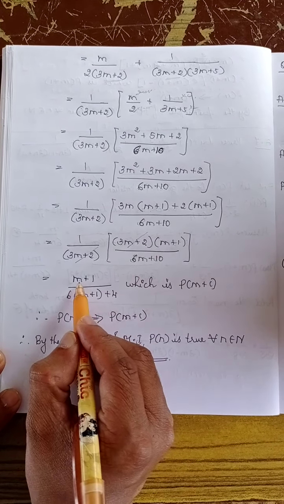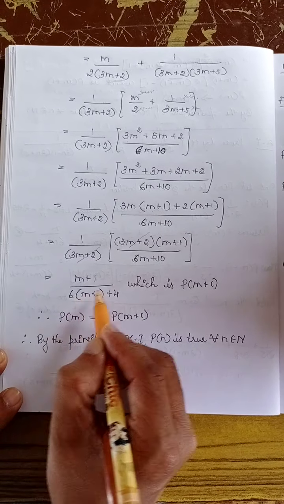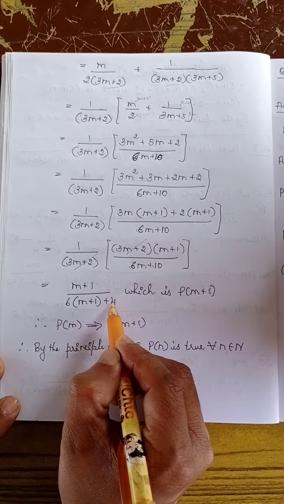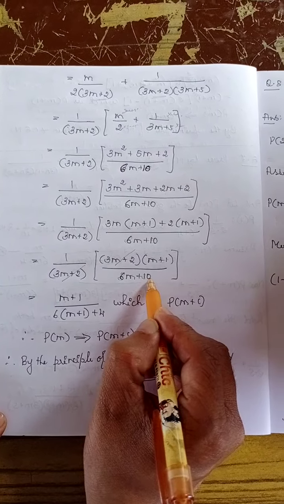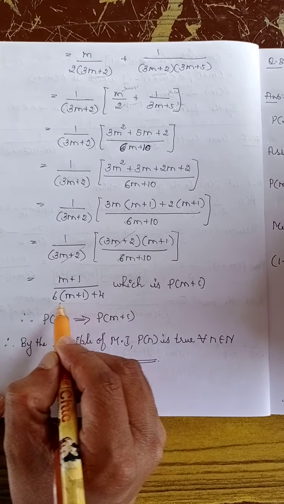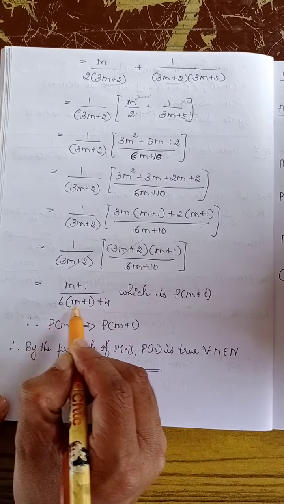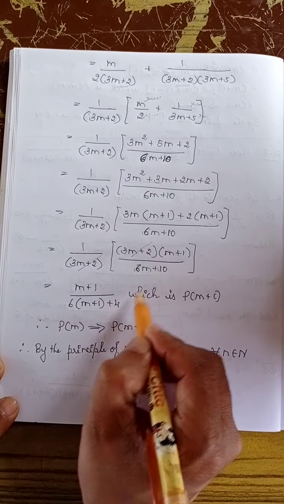That can be written as (m plus 1) by 6 into (m plus 1) plus 4, because we should get the same as 10. Therefore we have to adjust, add 6 into (m plus 1). 6 into 1 is 6 plus 4 is 10. The same thing we will get.